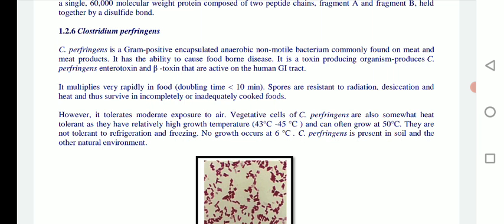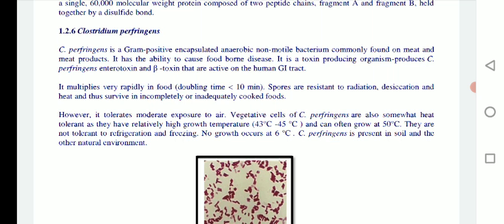So basically these bacteria are present in meat and meat products. It multiplies very rapidly in food. Its doubling time is within 10 minutes. This bacteria gets doubled if it is present in food and it gets proper conditions. So spores are resistant to radiation, desiccation and heat, and thus survive in incompletely or inadequately cooked foods. However, tolerance to air is moderate.